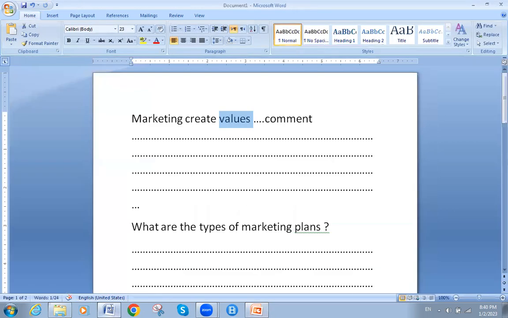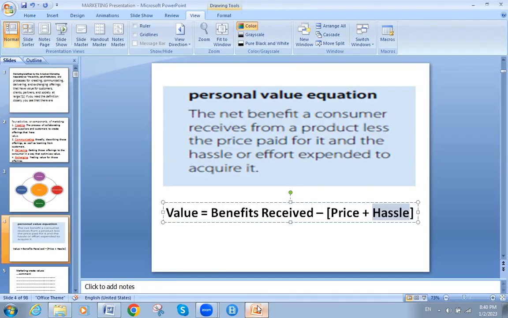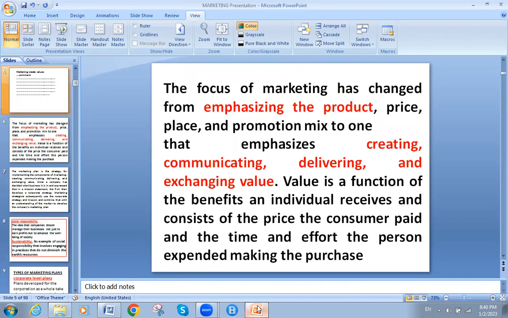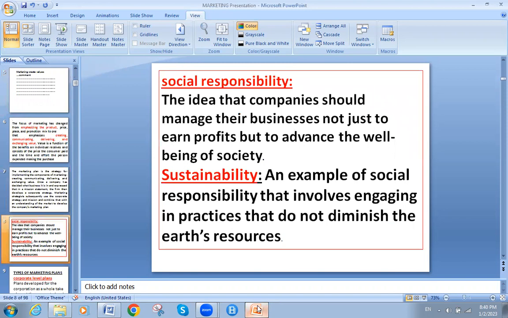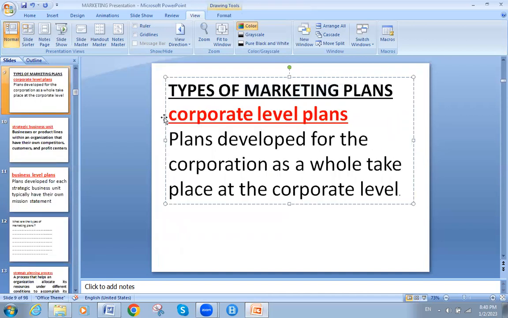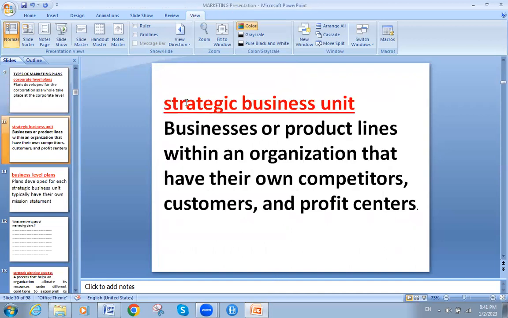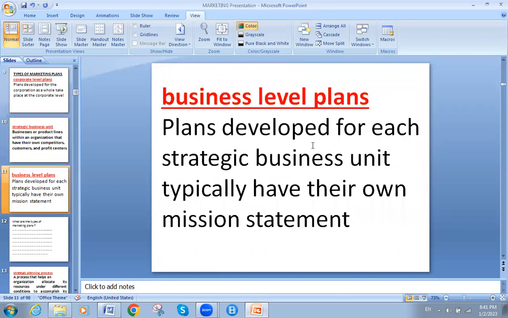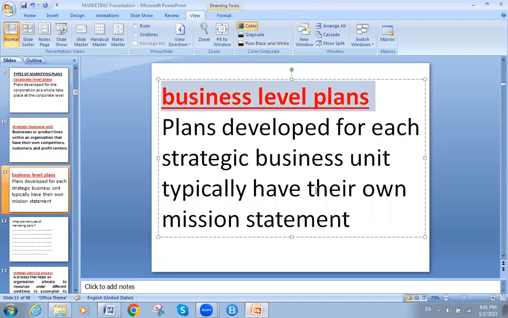And then we moved into the second question, which is what are the types of marketing plan? And we went here and we got the types of marketing plans. But we said in all the plans, whatever marketing plans, we have to put our concern, the social responsibility, in the first place. When we talk about the types of marketing plan, we said we have corporate level plan. We have also a strategic business unit, and we have also business level plan.